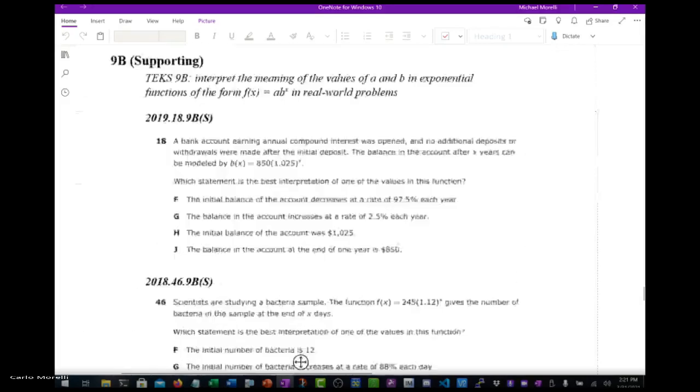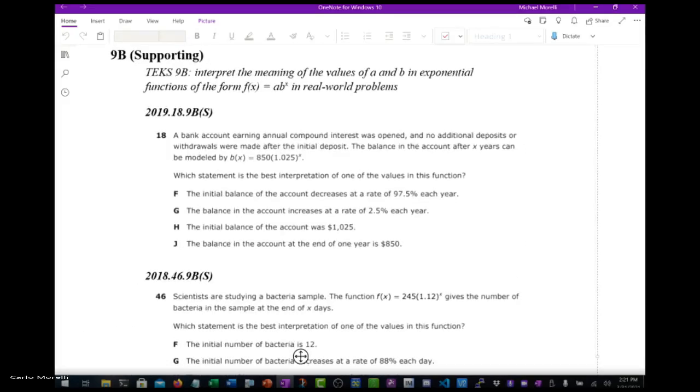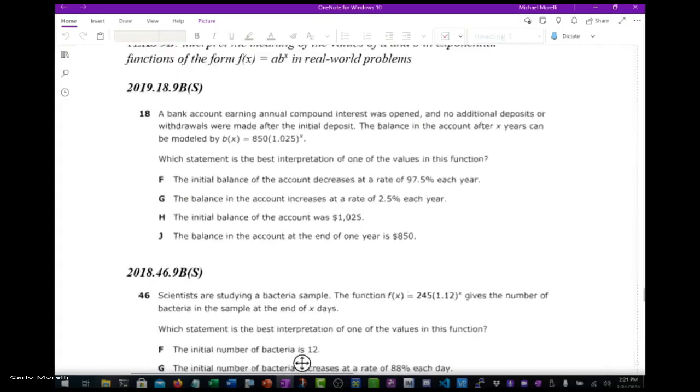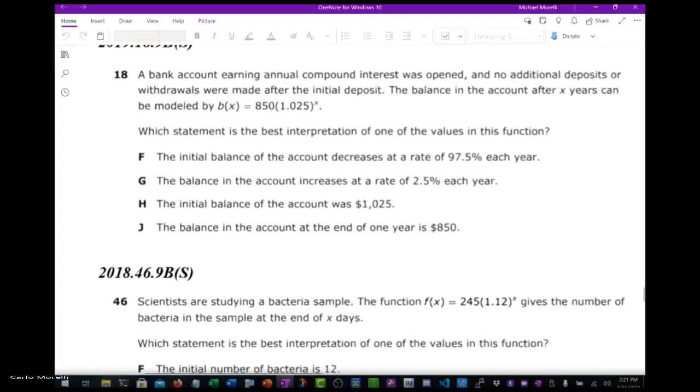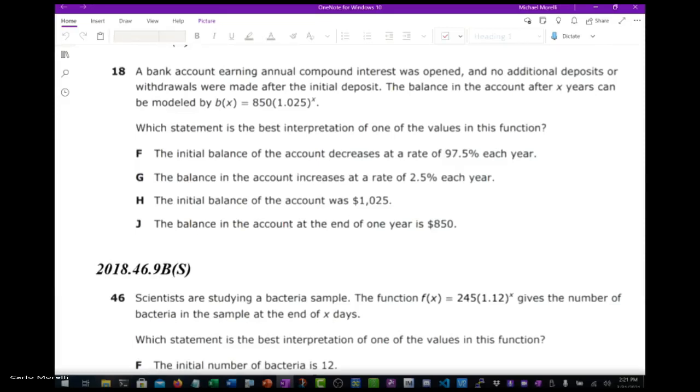Moving on. Okay, now we're getting into what we just did up on the board. You don't have to use a calculator for this. I'm going to walk you through this. A bank account earning annual compound interest was opened. No additional deposits or withdrawals were made. The balance in the account after X years can be modeled by this function, okay? Now look at this function. What does the 850 represent? I don't want you looking at the answers. What does the 850 mean? It starts at 850 bucks. Where does this cross the y-axis? 850. We call that the y-intercept, all right? (0, 850) is the y-intercept.